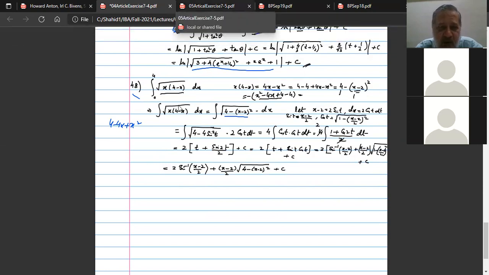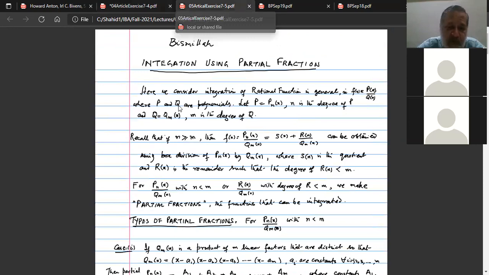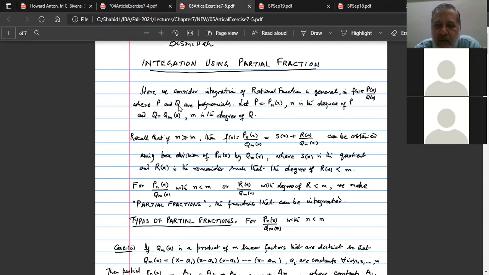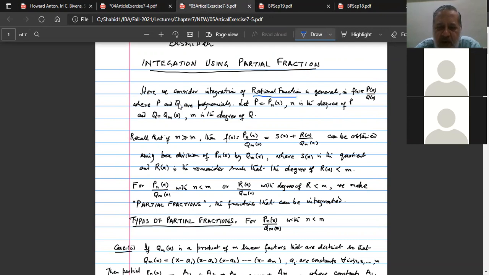I now move on to integration using partial fractions. In what condition is this technique used? What's the background? This is used when we have rational functions. And what is a rational function? Some polynomial divided by another polynomial.